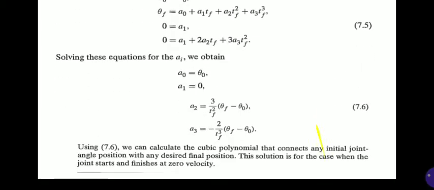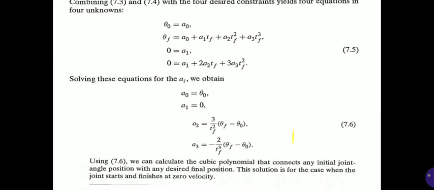Once you have computed a0, a1, a2, a3, we can substitute their values in equation 7.4 and equation 7.5. So you can calculate the values of theta of t, theta dot of t and theta double dot of t for various instants of time. So these values of a0, a1, a2, a3, you have to remember, and that is useful to solve the numerical.